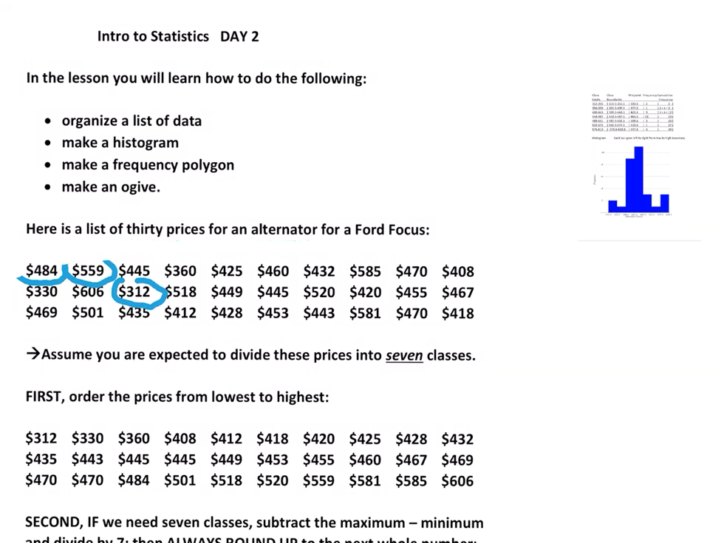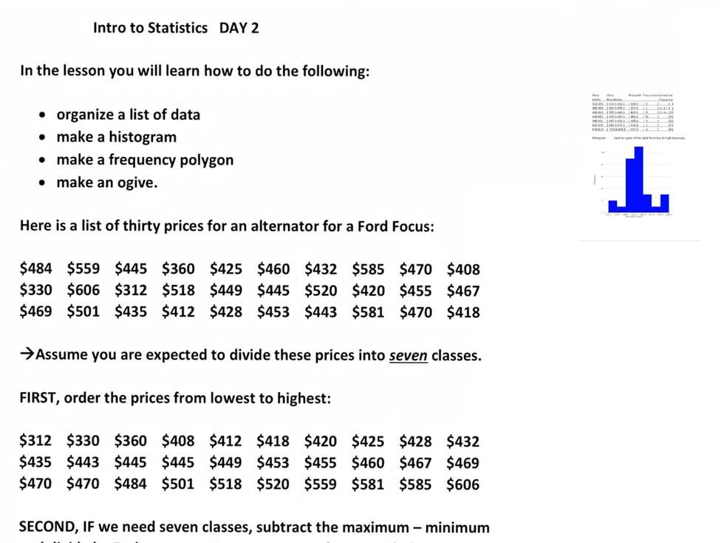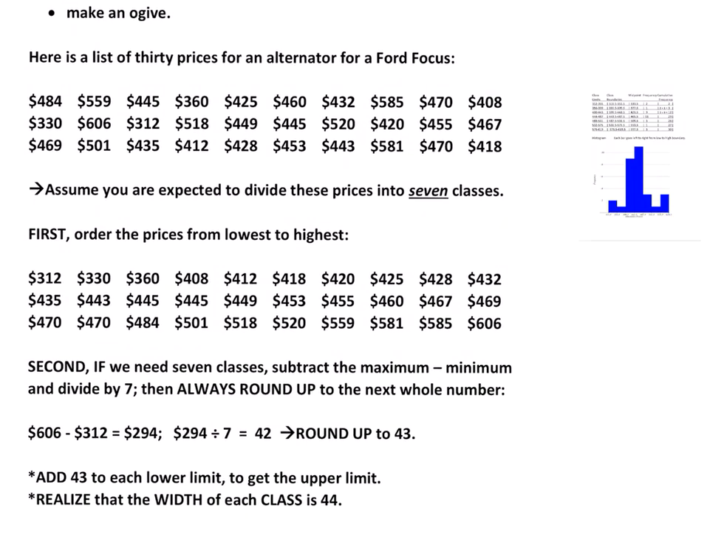What I'm going to recommend before you do anything else is that you organize the list of data, which is tedious, but organize it so that you go in order from low to high. So what I've done with the list of data is I've organized it from low to high. We call our lowest price our minimum. We call our highest price our maximum. And I've ordered all the prices from low all the way to high, the maximum.